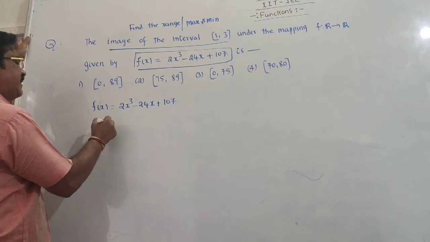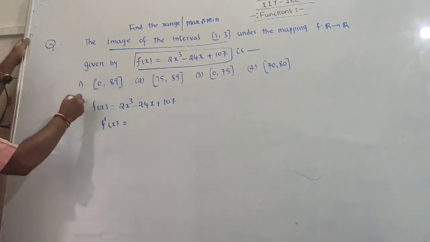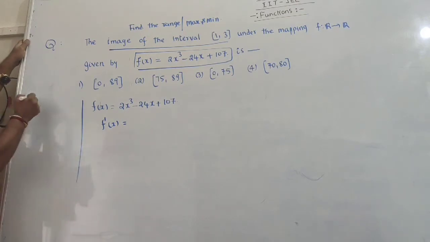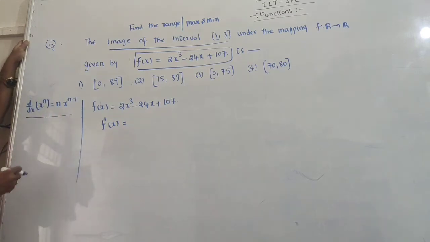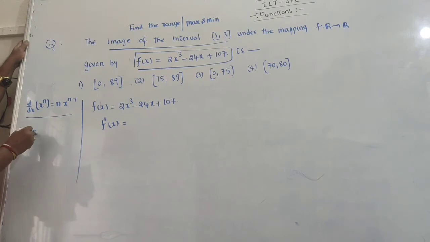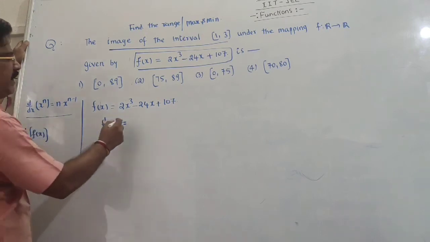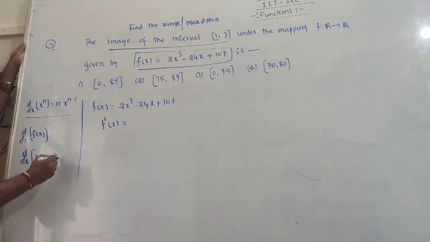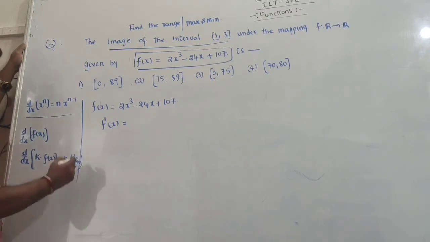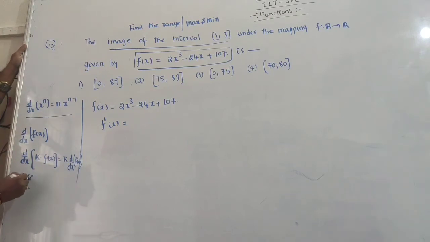So first find the first derivative f dash of x. Already we introduced this in 11th standard. F dash of x means, for example, d by dx of x to the power of n is equal to n into x to the power of n minus 1. This is the standard formula. F dash of x means d by dx of f of x, means we are differentiating on both sides. Another formula: d by dx of k into any function of x is equal to k into d by dx of f of x. And d by dx of any constant is equal to 0 with respect to x.